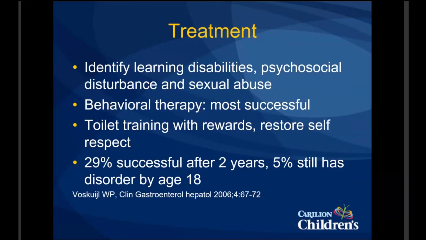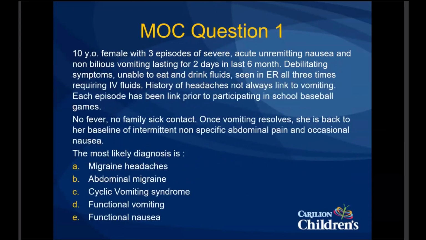The first MOC question is for a 10-year-old female with 3 episodes of severe acute nausea and non-bilious vomiting lasting 2 days in the last 6 months, with debilitating symptoms, unable to eat or drink, seen in the ER 3 times and rehydrated. She has a history of headaches, but not related to the vomiting. Each episode has been linked to prior participation in school baseball games. So that means that there are some stressors there. There's no fever, no family contacts with any illness. And once the vomiting resolves, she's fine.